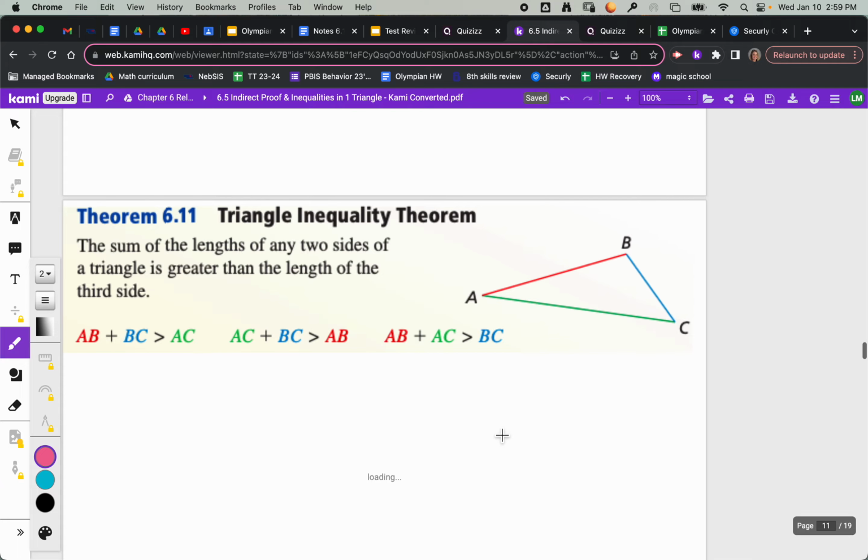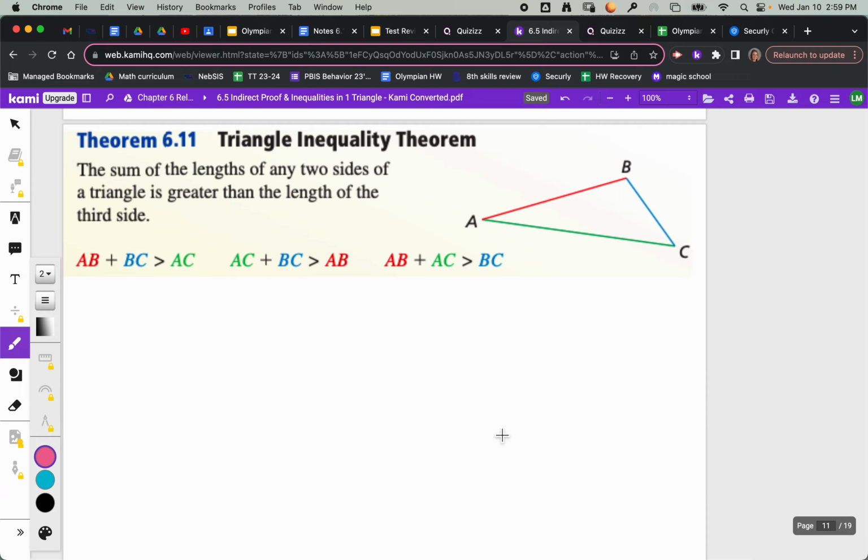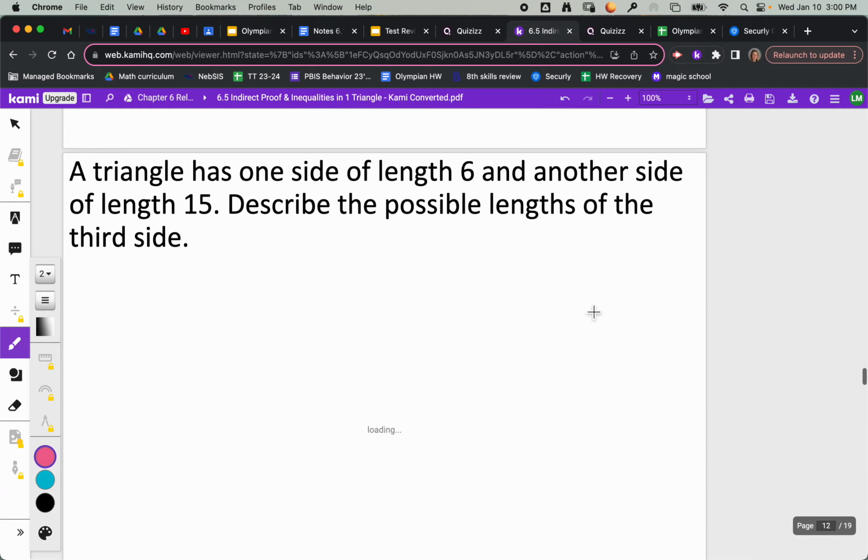Last little bit, the triangle inequality theorem. The sum of the lengths of any two sides of a triangle is greater than the length of the third side. So as long as you can add two sides together, it should be greater than the third side. And it doesn't matter what combination you choose, just as long as you can choose and prove all three of those combinations. We're going to try a word problem here.